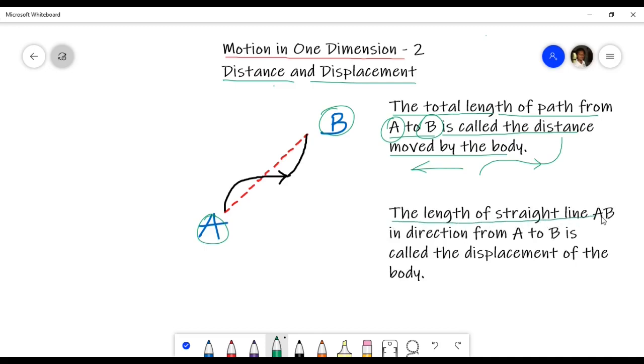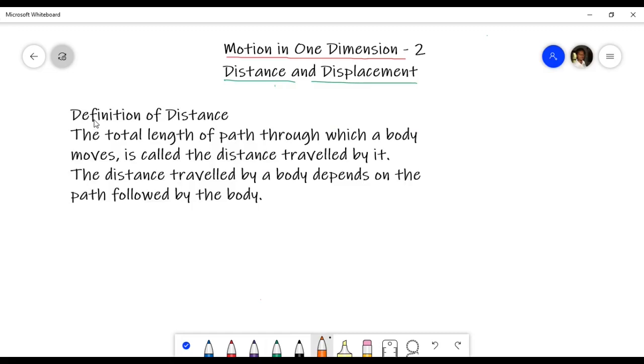The next one is the length of a straight line AB in direction from A to B. That is called the displacement of the body. That is shown by the red dotted line here. The straight line, the straight path. Okay, that is what displacement is.